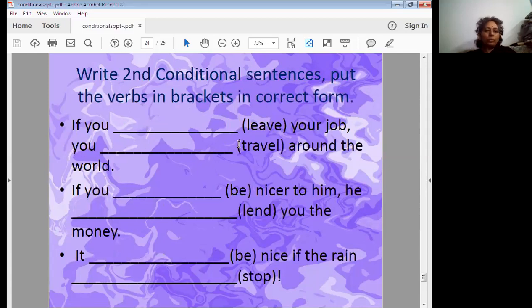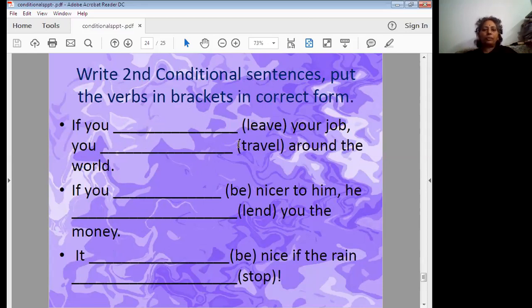And now, write second conditional sentences, put the verbs in the brackets. Now you see here I have given three sentences. Please try to answer these in the second conditional. What is the first conditional? Present tense followed by will plus verb. What is the second conditional? Simple past tense followed by would, could, might plus verb.